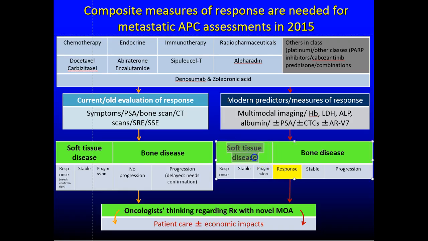So in soft tissue disease we have 3 categories: stable, response, or progression, and we should be able to do the same thing with bone disease also. By changing this categorization from progression, no progression, to 3 categories, we hope to influence oncologic thinking regarding treatment with drugs that have novel or targeted mechanisms of action, and that will have consequences on what is observed.